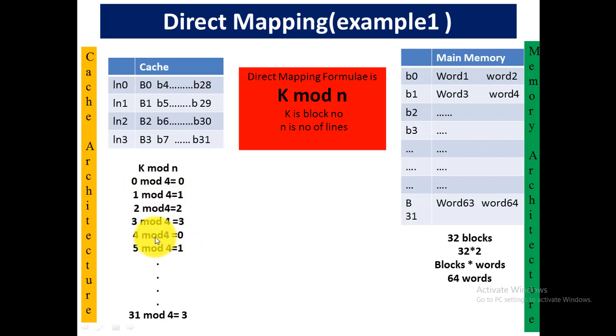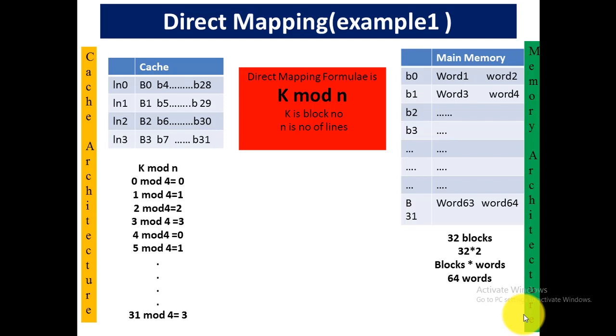Again, block 4 mod 4 is equal to 0. It means it will come at the 0th line of cache. Then 5 mod 4 is equal to 1, which means block 5 will come here, block 6 will come in the second line, and block 7 will come at index 3. In the same way, if we continue, all blocks will come: block 28 will come at index 0, block 29 will come at index 1, block 30 will come at line number 2, and block 31 will come at line 3. In this way, direct mapping works.